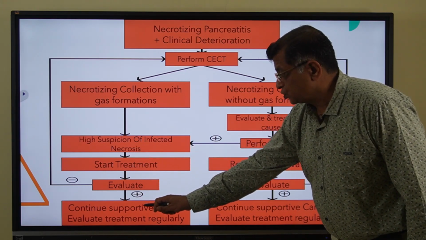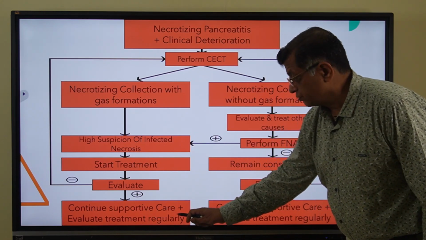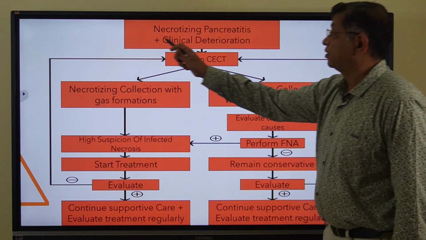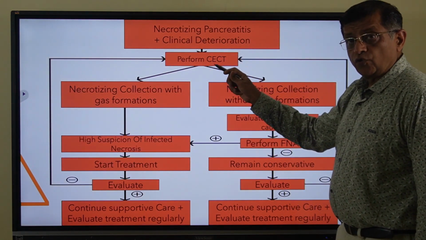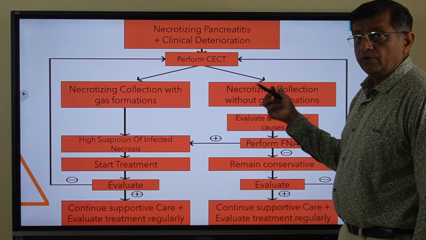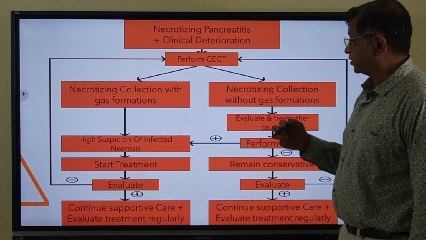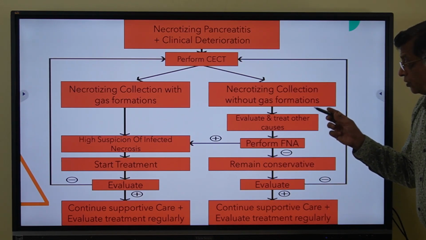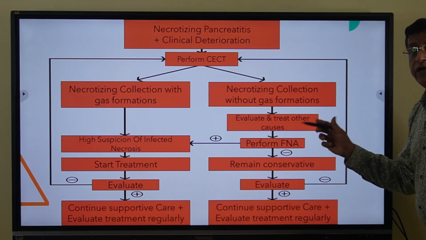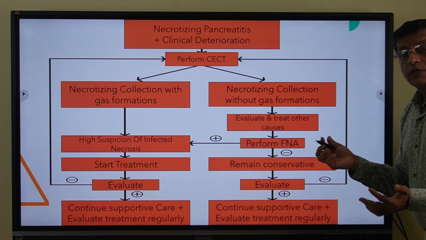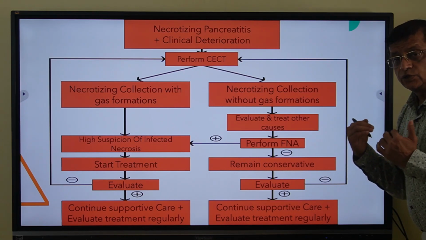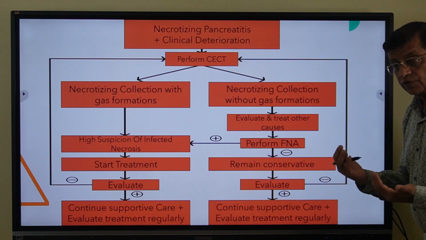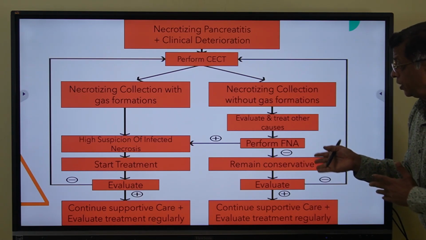If the patient improves, no problem, continue conservative treatment and evaluate treatment regularly. If the patient does not improve, then you may require a repeat CT scan and some necrostomy or CT guided aspiration. If the necrotizing collection does not show gas formation, then evaluate and treat other causes. Like the patient has deteriorated, patient is looking like he has infection, see whether the patient has lung infection or urinary infection. If that is the case, treat.